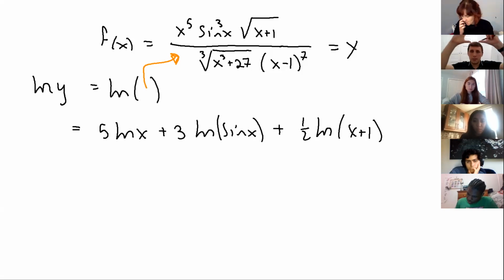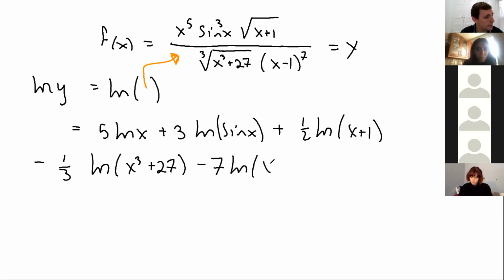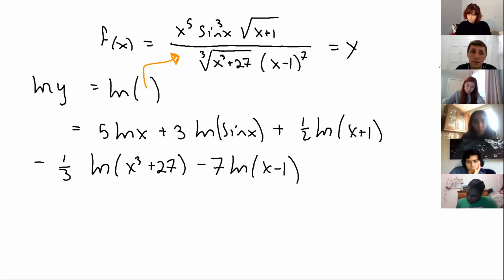You understood, guys, it's logarithm of the numerator minus logarithm of the denominator. And then I just quickly processed the numerator. There were a bunch of products, I made them into sums. There were a bunch of powers, which I dropped down. And I just did it very fast, that's all. Good? And then subtract, the subtraction will be distributed. Subtract 1/3 ln x cubed plus 27, subtract 7, and then x minus 1. I converted a lot of multiplications and divisions into additions and subtractions. Everything clear?